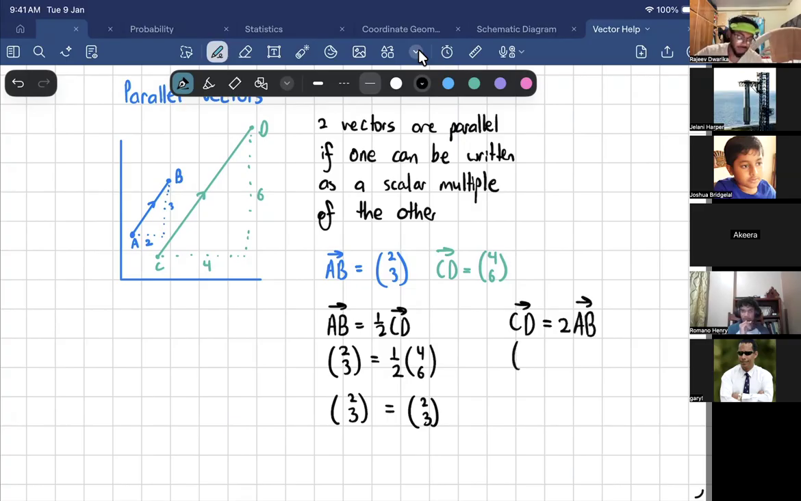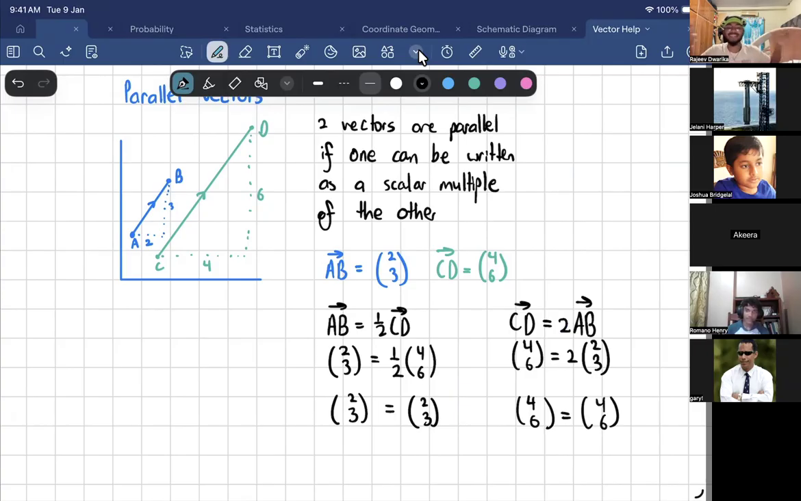C to D is what? What vector is C to D? 4, 6, right? Remember, a vector consists of a horizontal component, either left or right, and then a vertical component, either up or down. And we're saying that that would be equal to 2 times AB. What is AB? 2, 3. If I multiply 2 by 2, 3, what are we going to get? 4, 6. And is 4, 6 equal to 4, 6?